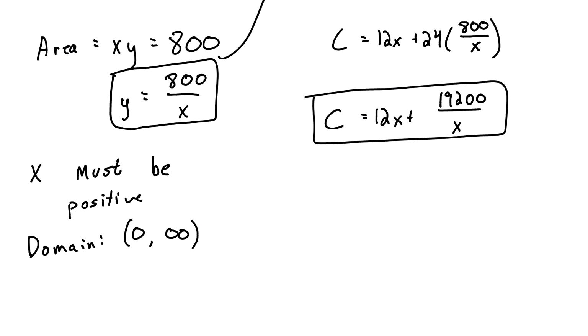So right now, we have everything that we need in order to finish this problem up in the next video. We're going to go ahead and find our absolute minimum for our objective function, which is 12x plus 19,200 divided by x on the interval 0 to positive infinity.